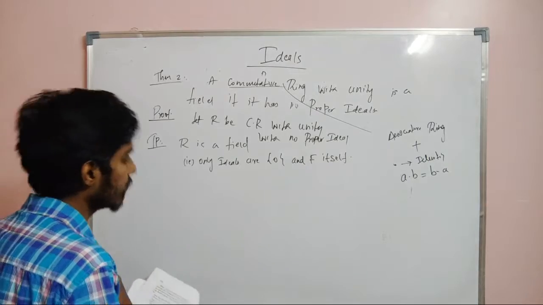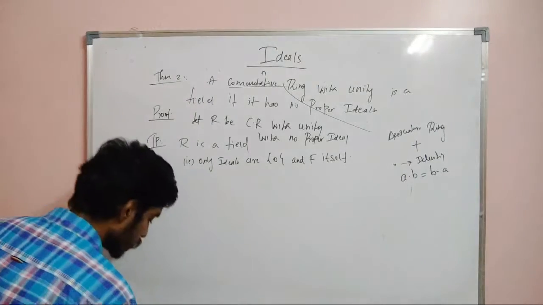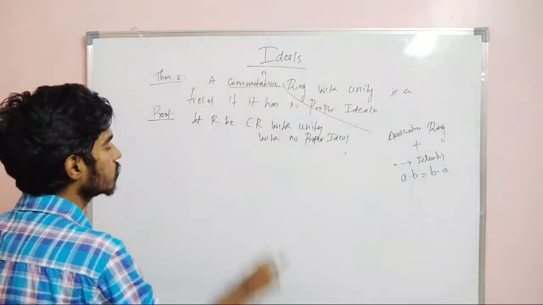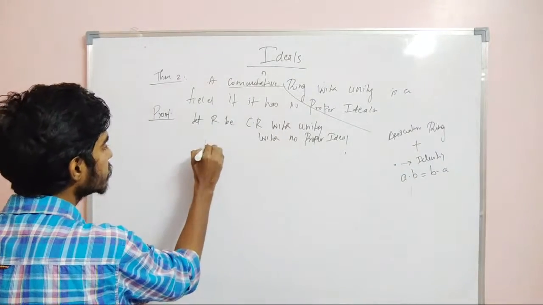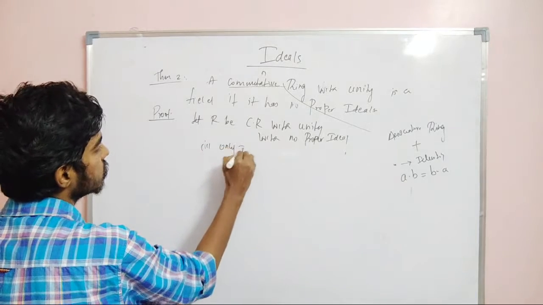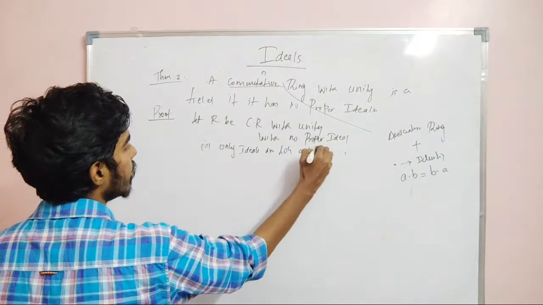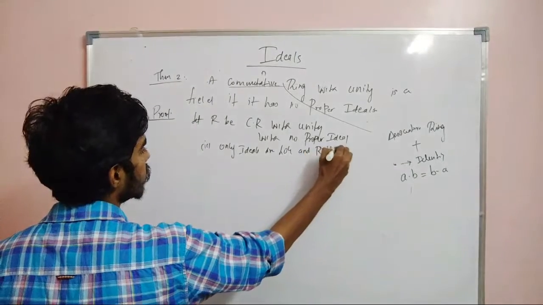Actually, we will assume that it has no proper ideal, right? So we will prove that it is a field. I will give you an alternate proof. Let R be a commutative ring with unity whose only ideals are 0 and R itself, right?